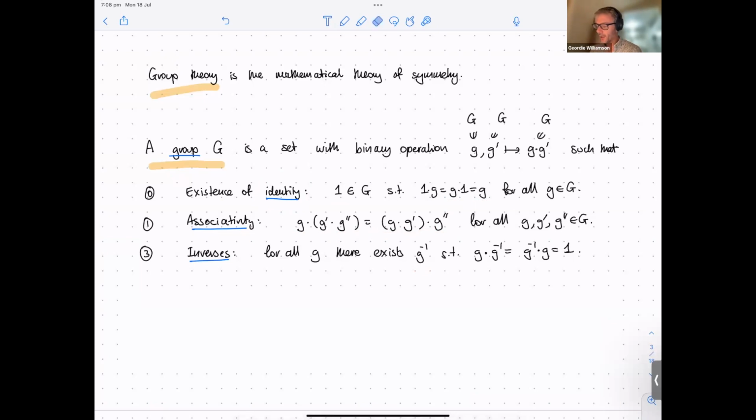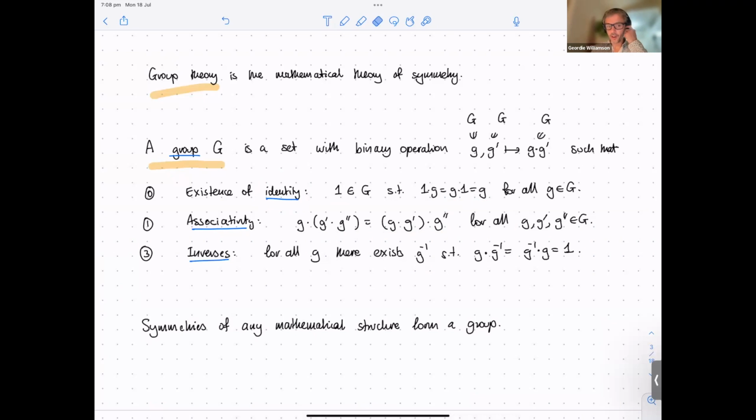Okay. So this is a formal definition, but what you should think about is basically that the symmetries of any mathematical object form a group. So, for example, if you have a square, and you look at the symmetries of this square, there are various things you can do. You could reflect it along this axis, you could rotate it. And these axioms will be satisfied.